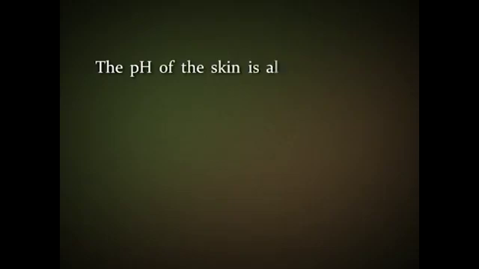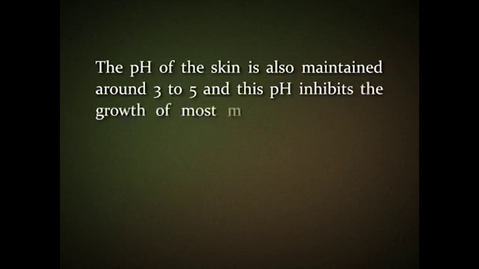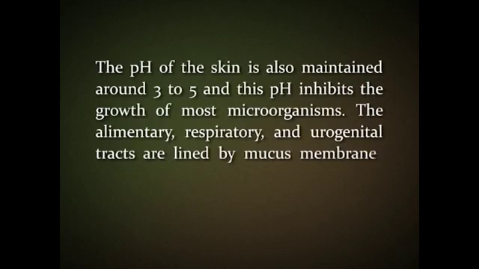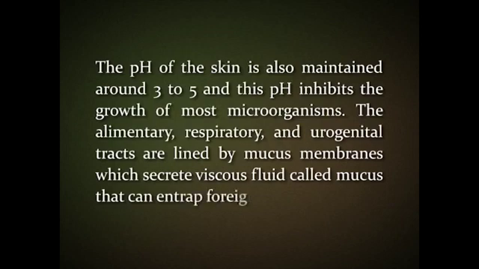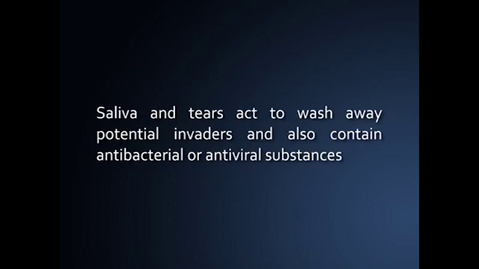The pH of the skin is also maintained around 3 to 5, and this pH inhibits the growth of most microorganisms. The alimentary, respiratory, and urinogenital tracts are lined by mucous membranes which secrete viscous fluid called mucus that can entrap foreign microorganisms. A number of non-specific defense mechanisms also tend to prevent the entry of the microorganisms. For example, saliva and tears act to wash away potential invaders and also contain antibacterial or antiviral substances.